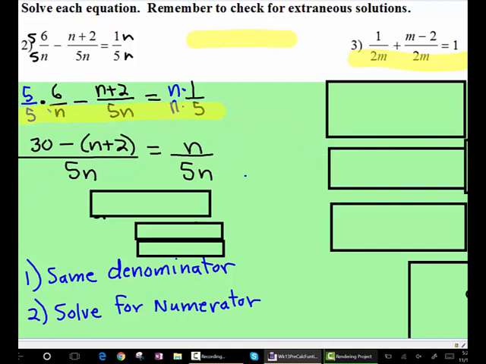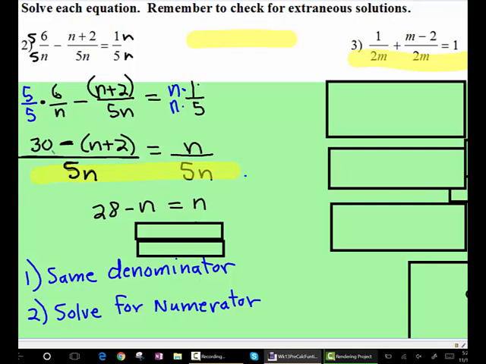Yep, I simplified first. Notice on the left side, they all share the same denominator, so we can write it as one fraction. 5 times 6 is 30. Subtract all of this. And over on the right side, n times 1 is just n. Again, we're going to ignore the denominator, simplify the numerators, and what we have is 30 subtract 2 is 28, and 30 subtract n, we just are left with subtract n. There's that invisible 1 right there.